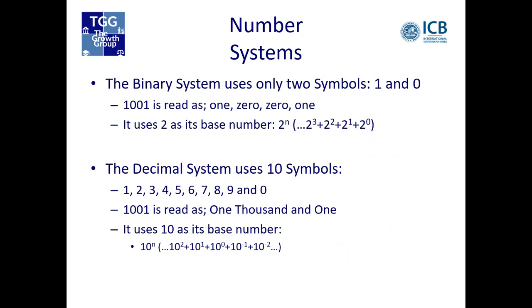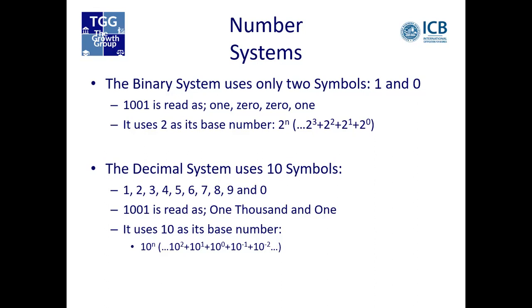Now, we also get different number systems. The number system that we are used to is, of course, the decimal system. It uses 10 symbols, and you know those 10 symbols: 1, 2, 3, 4, 5, 6, 7, 8, 9, and 0. When we see a number that is using the symbols 1001, we read it as 1001, because that's what we know. It uses 10 as its base number. We don't put the base number 10 down every time, but really that is what it is. So we just use the symbols 1 to 9 and 0, and we read it, remember, as 1001.